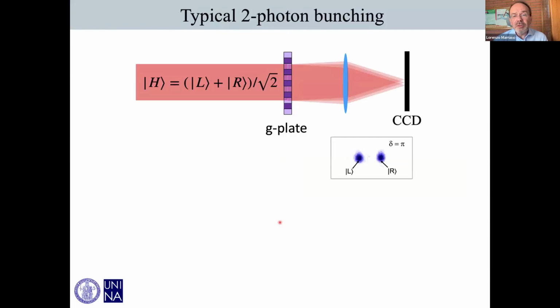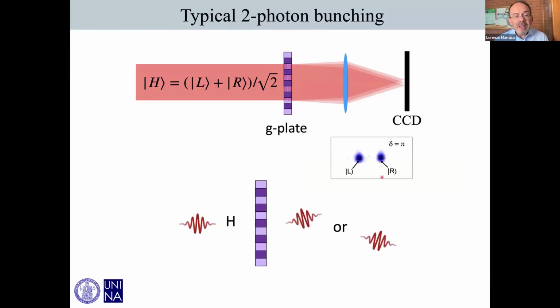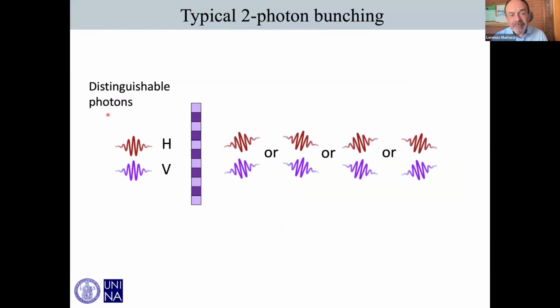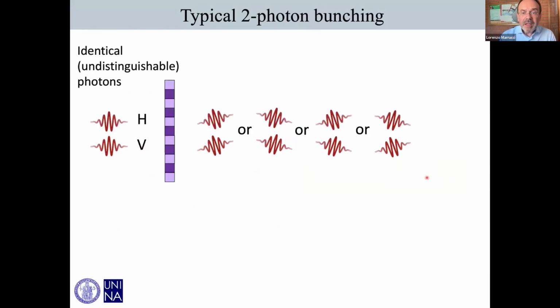So a single G-plate, as I told you, when delta is equal to pi, it's full conversion, you only have two spots. This corresponds to having a single photon, for example, arriving in H polarization that is tilted slightly left or slightly right. But then suppose you have a pair of photons instead of a single one. If they are distinguishable, each of them does the same thing with independent probabilities. So you have that both photons can go left, both photons can go right, one can go left, one can go right, and vice versa.